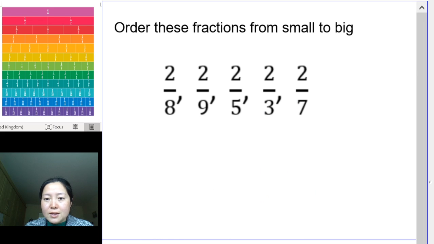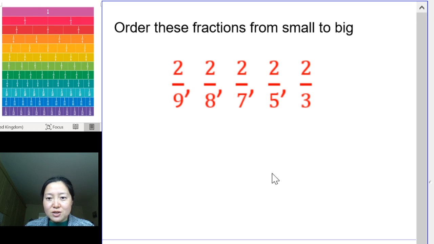Okay, now have a go yourself. Without using the fraction wall, can you order these fractions from small to big? Press the pause button to try it in your book. When you finish, press play again and check your answers. Okay, have you finished? Let's have a look whether you got them right. Yeah, I'm sure you have.